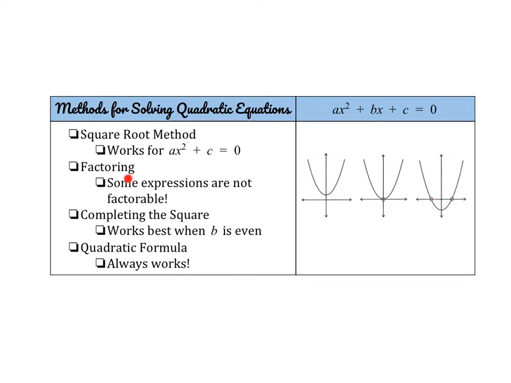We can solve by factoring, which is usually the quickest and easiest way to solve. However, you have to take note that some expressions are not factorable, so this method doesn't always work. We are also going to review completing the square. Now this method works best when your b value is even. So if my b value were odd, I probably wouldn't pick this method. And last is the quadratic formula, which always works. So this is a really important one to know.